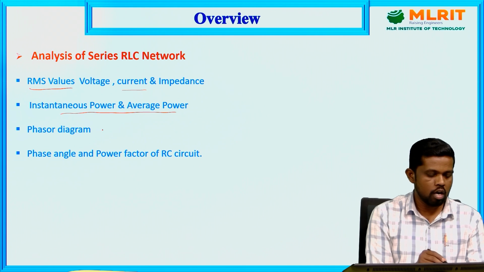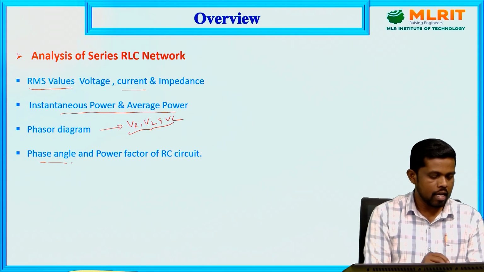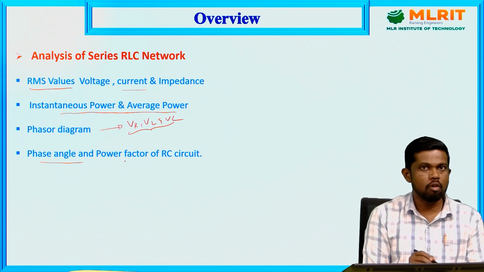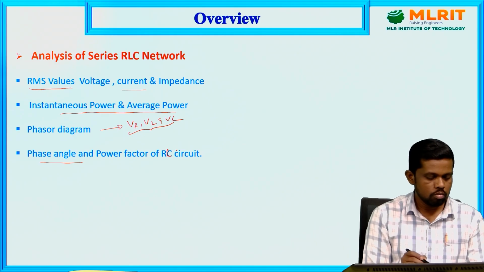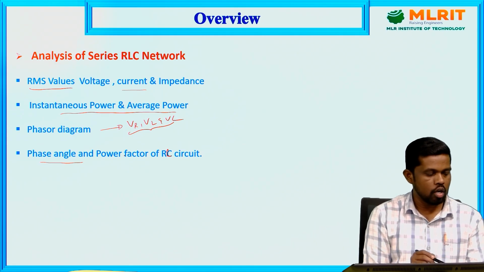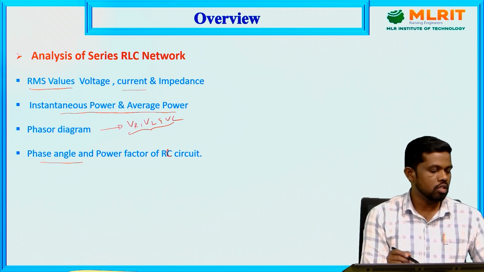The phasor diagram of the network should be plotted between the voltage across the resistor, the voltage across the inductor, and the voltage across the capacitor. Based on this, we find how much phase angle is maintained by the voltage and current, and how much power factor is given by the RLC series circuit. Then we need to get the voltage and current waveforms of the whole RLC series network. These many things we need to discuss in this session.